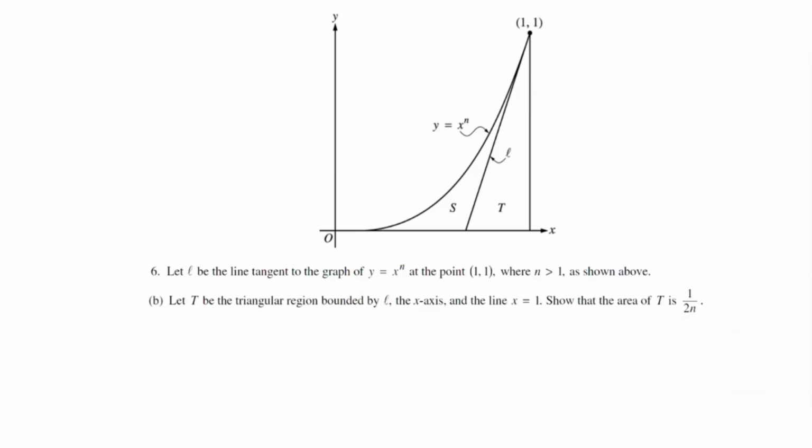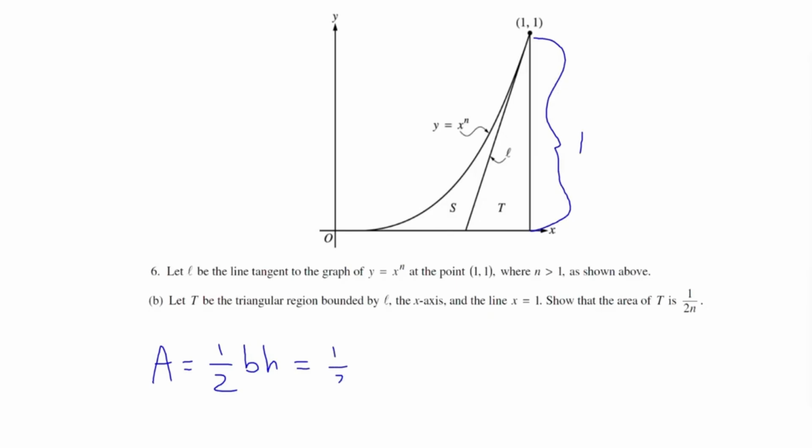In part B, it says T is the triangular region bounded by that line, the x-axis, and x equals 1. We want to show that the area of T is 1 over 2n. Well, we know this is a triangle, so the area of any triangle is just 1/2 the base times the height. And so we just need to figure out what the base and the height are. Well, the height, we know that this line is tangent at (1, 1). So the height here is just going to be 1.